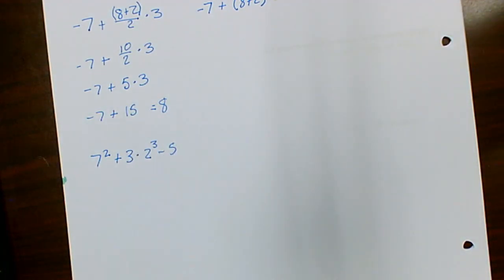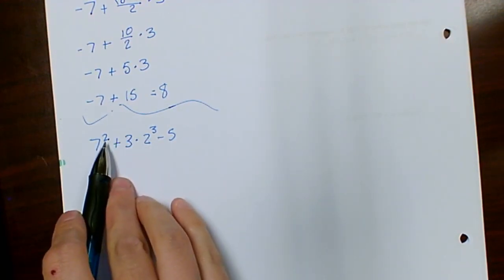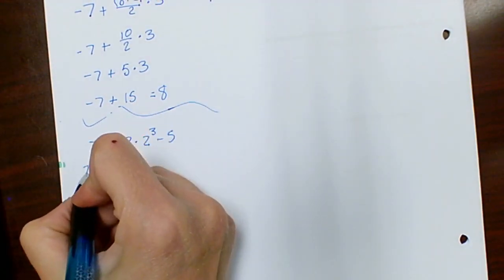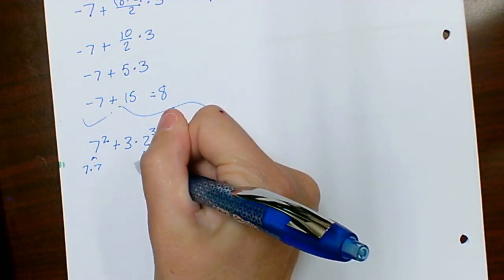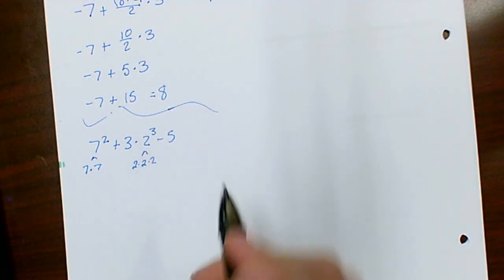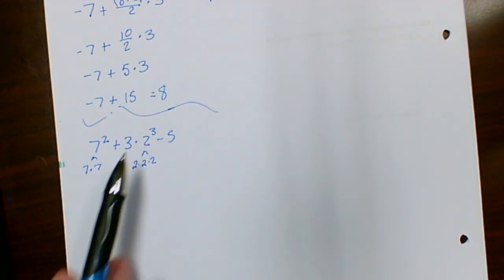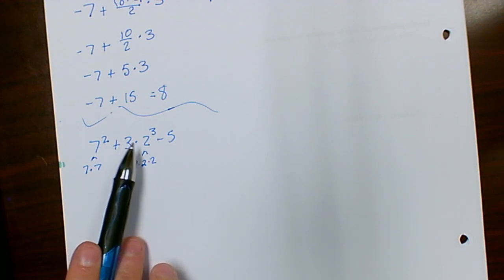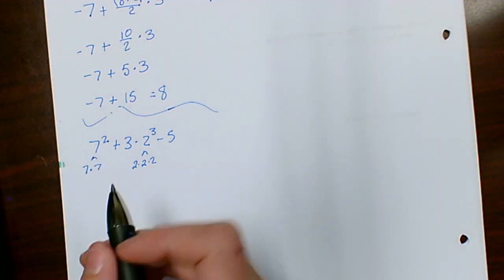Okay, now we have some exponents. Now the 7 squared, that means 7 times 7. This 2 to the third power means 2 times 2 times 2. Do not think it is 7 times 2 and 2 times 3. 2 times 3 would look like this without the 3 raised. This is the power, so this is how many times the number is being multiplied to itself.